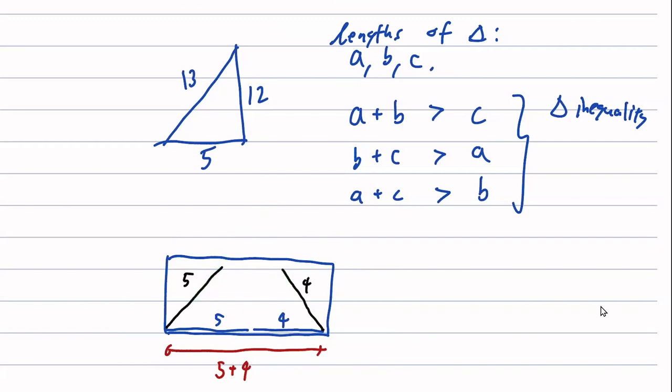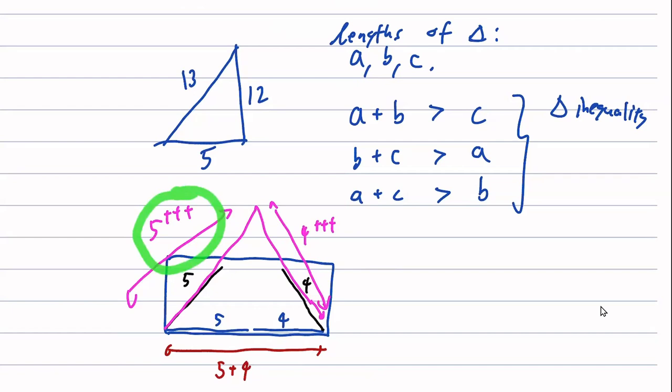That means that in order for you to form a triangle, which is this triangle here, this length here is 5 plus plus, and this length here is 4 plus plus plus. So what you notice, 5 plus plus plus added with 4 plus plus plus must be bigger than 5 plus 4.